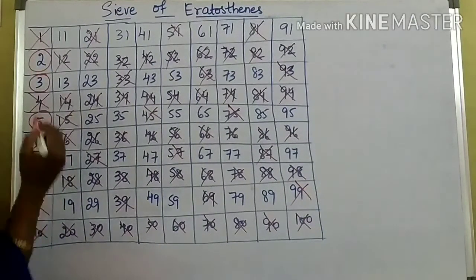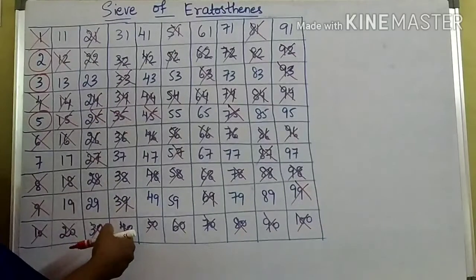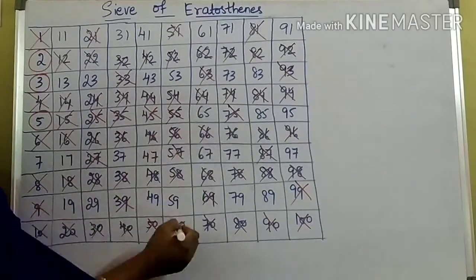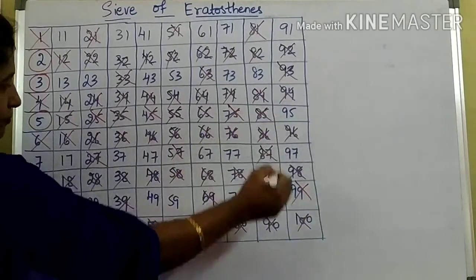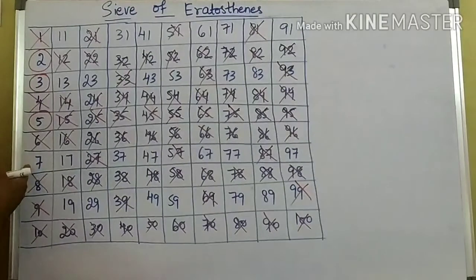5, 10, 15, 20, 25, 30, 35, 40. These are all the multiples of 5. 45, 50, 55, 60, 65, 70, 75, 80, 85, 90, 95, 100. Okay. Next 7. 7 is a prime number.